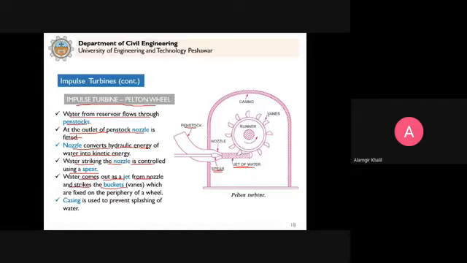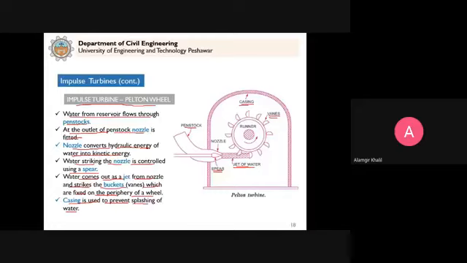It strikes these vanes or buckets. In case of an impulse Pelton turbine, we call them buckets, which are fixed on the periphery of a wheel. And this casing is provided for protection purposes; the casing is used to prevent splashing of water. So this is how the impulse turbine works.